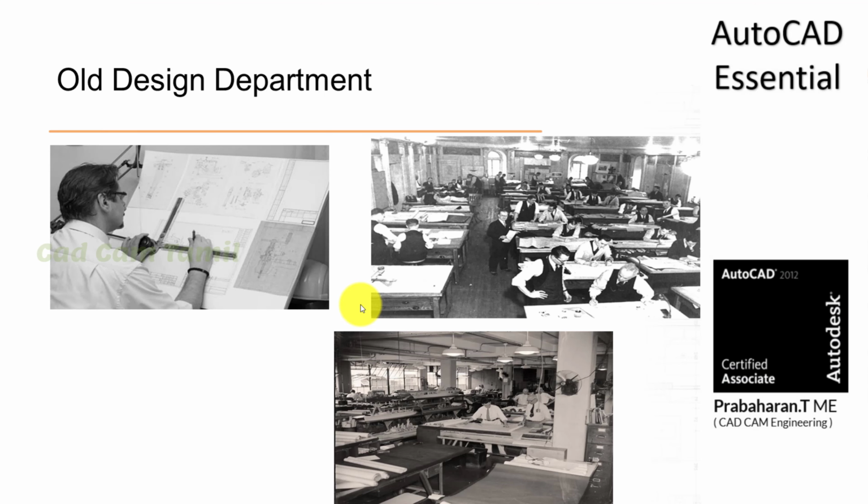Okay, then how was the design department before the computer? Before the computer, it was completely manual. Drawing by hand, checking by hand, inspection by hand. We needed a huge drawing board and paper, tools, and we needed a separate storeroom to keep those drawings safe. There were a lot of difficulties.